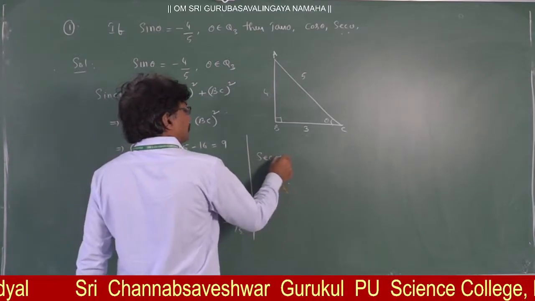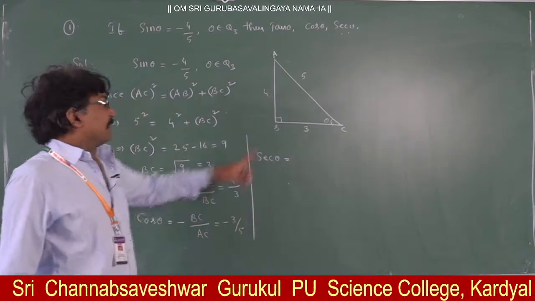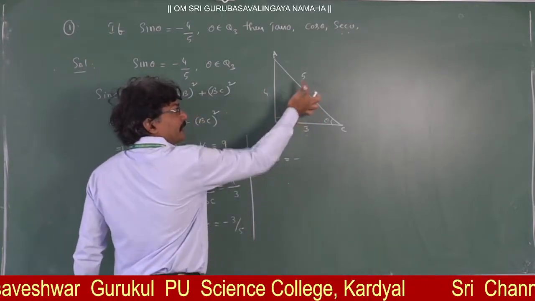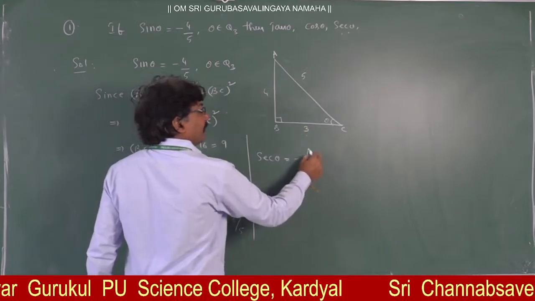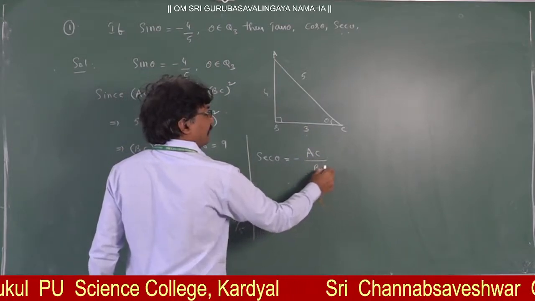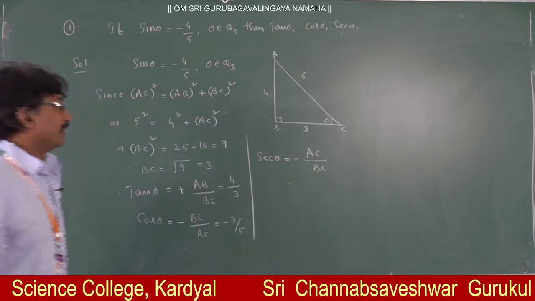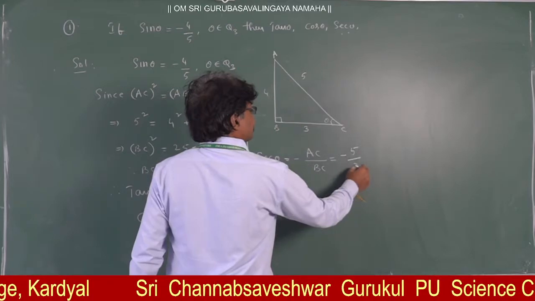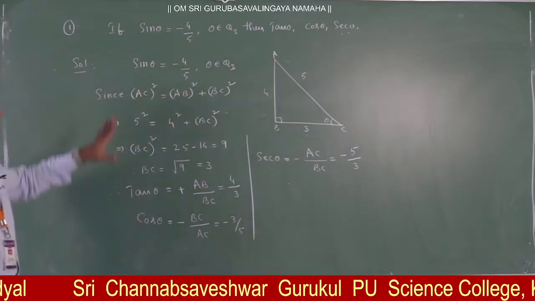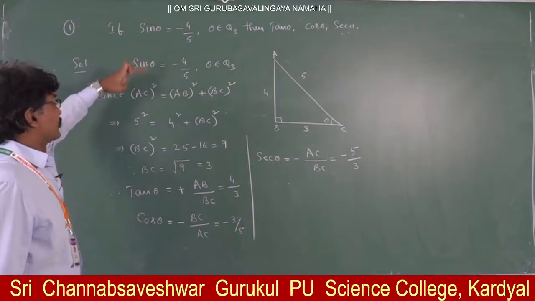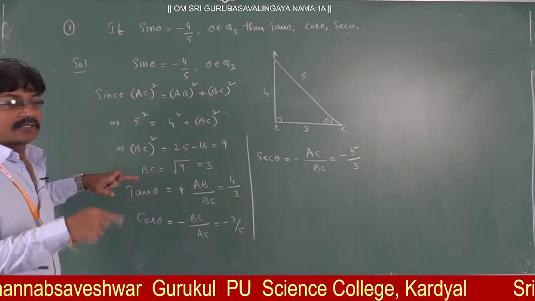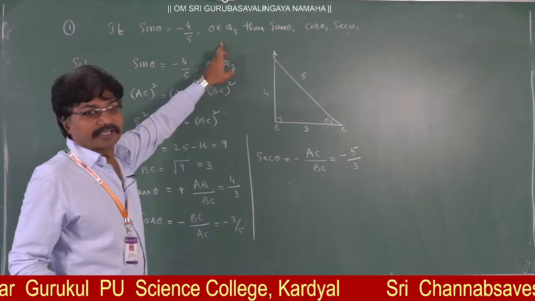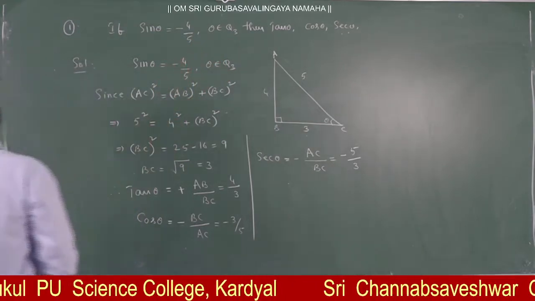Secant theta. In the third quadrant, secant theta is negative. Secant theta formula is hypotenuse by adjacent side, hypotenuse AC by adjacent side BC. That is equal to minus AC value 5, adjacent side 3. This is the method for how to find the values of tan, cot, secant, depending on the quadrant. That is a very, very important point. Okay, next question.